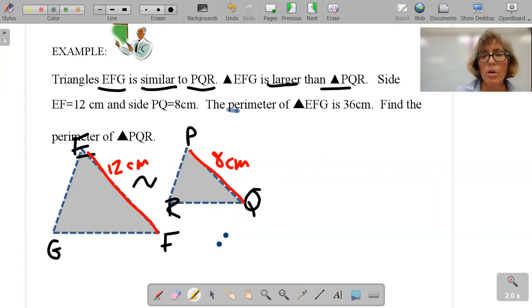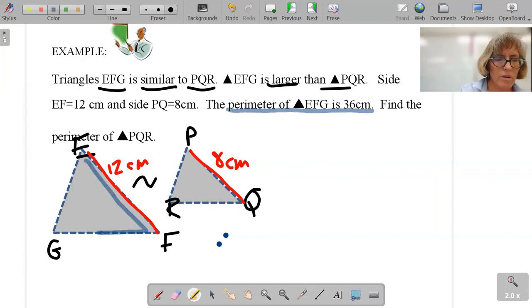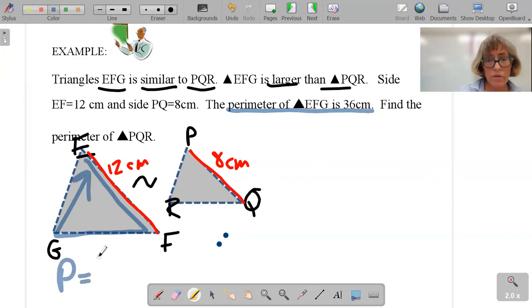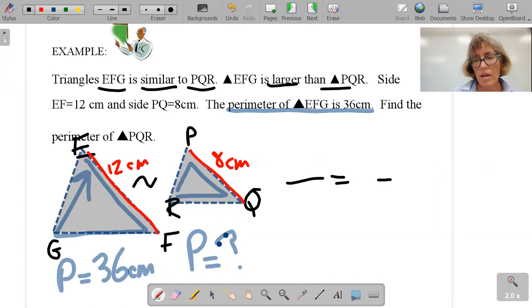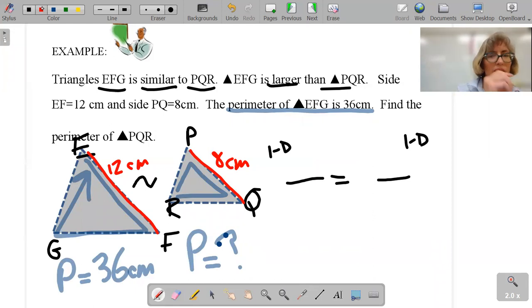The perimeter of the triangle EFG is 36 centimeters. And we want to find the perimeter of PQR. So because side lengths are 1 dimension and perimeter is 1 dimension, they share the same ratio.